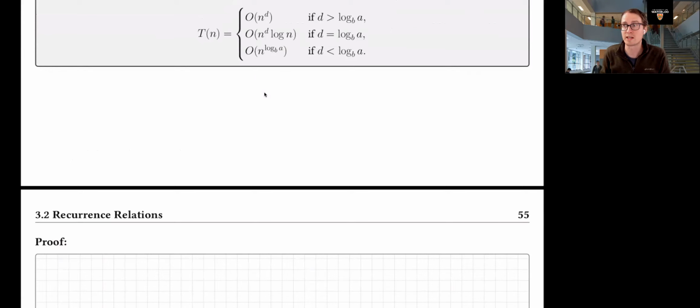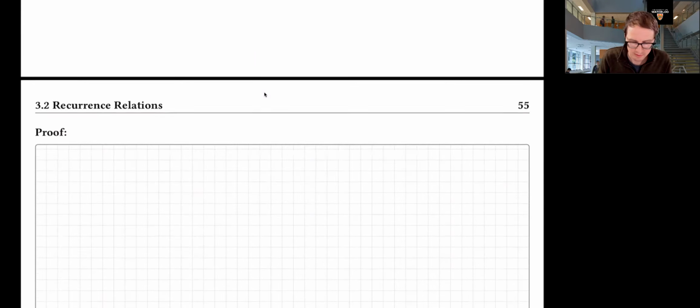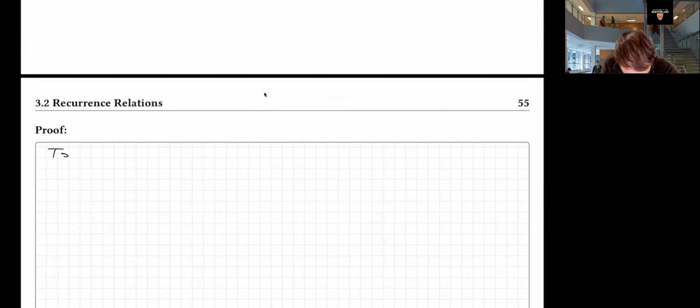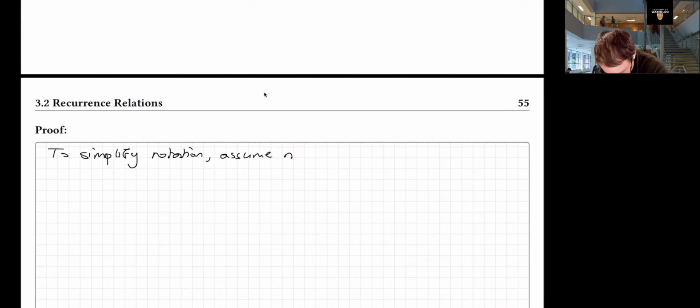And so this proof will take a little bit of time to go through. So to simplify the proof, just to make the notation a bit easier, I'm going to assume that n is a power of b. This will get the idea across still, and then I don't have to worry about getting the floors and ceilings of n over b correct.